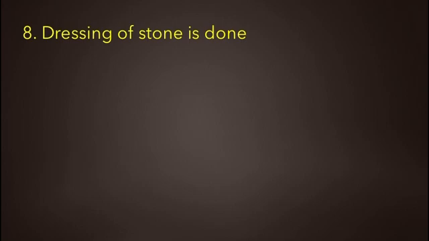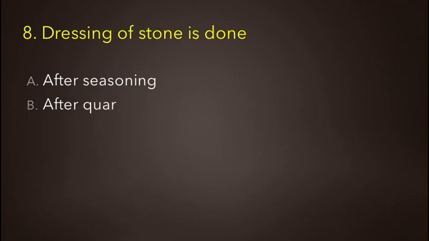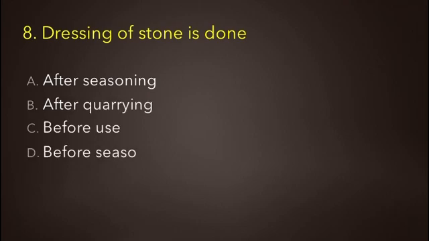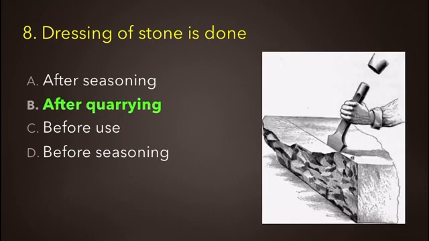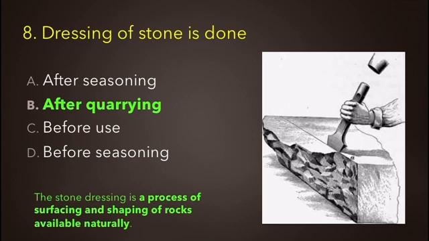Eighth question. Dressing of the stone is done dash. We have options A. After seasoning, B. After quarrying, C. Before use, D. Before seasoning. The right option is after quarrying. You can see quarrying is actually the process of surfacing and shaping of the rocks which are available naturally.